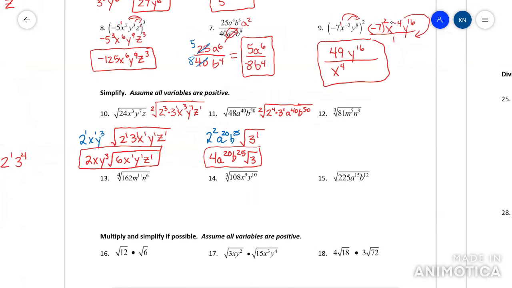Okay, the next one. Break down 81, you'll get 3 to the power of 4. It's a cube root this time. That means instead of making groups of 2, we're making groups of 3. So you can make 1 group with the 3's with 1 left over. You have 5 m's. That means you can make 1 group of 3 with 2 left over. And you have 9 n's. That means you could make 3 groups of 3. So this would be my answer.